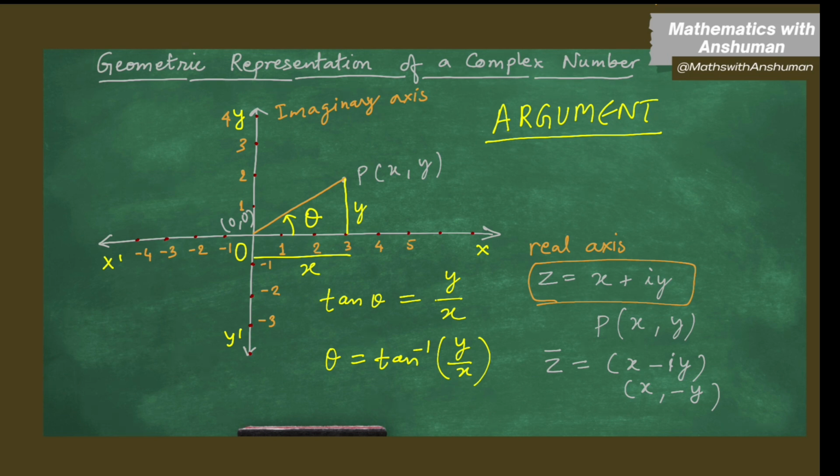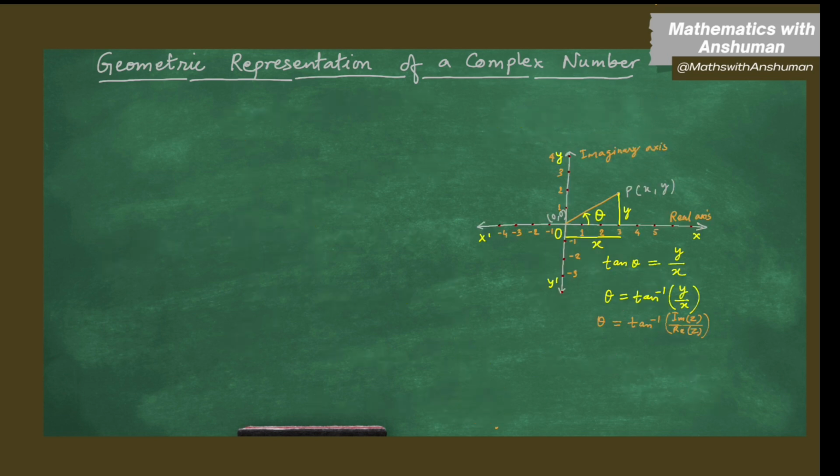So the argument of a complex number is equal to theta, that is equal to tan inverse of the imaginary part of the complex number divided by the real part of the complex number. Let's take one example. For the complex number z equal to 2 plus 3i, find the magnitude and the argument.